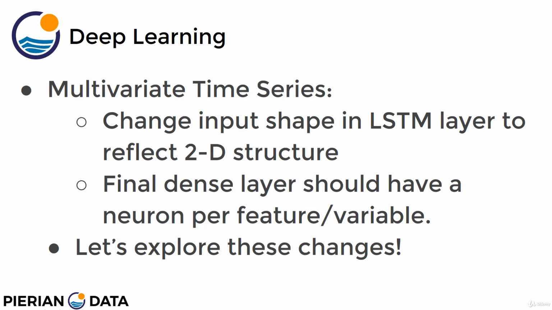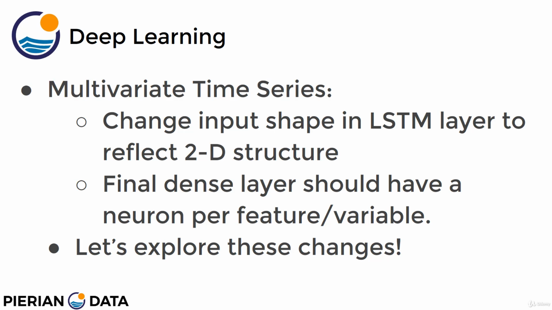You may recall previously we had a variable called n_feature, and we were just setting that equal to 1, since we just had a single variable or a single feature in our time series. In order to reflect a multivariate time series, we'll simply change that to however many features we have in that multivariate time series. And then the second main change is that final dense layer. Previously, it was just one neuron because we were just forecasting a single value into the future. For a multivariate time series, we're forecasting multiple features into the future. So we'll need one neuron per feature or variable. So let's go ahead and explore these changes.